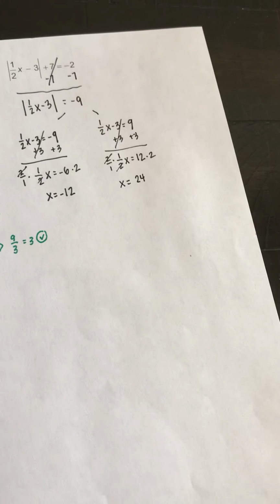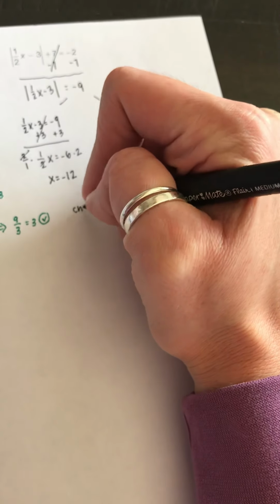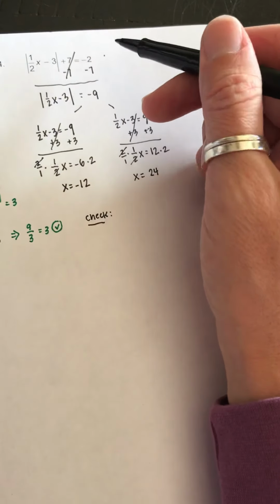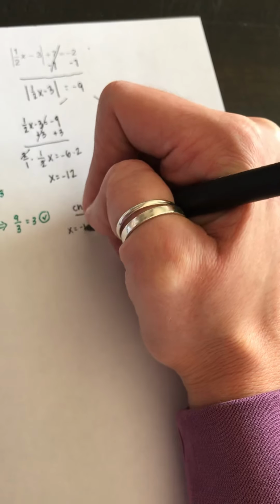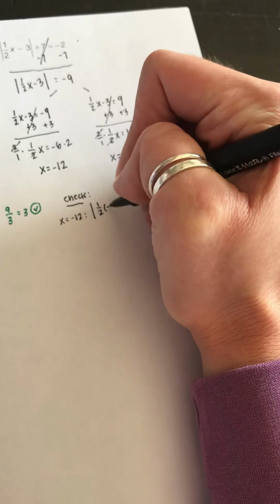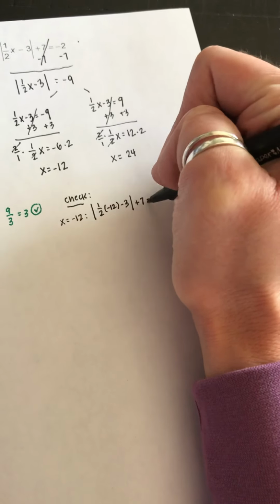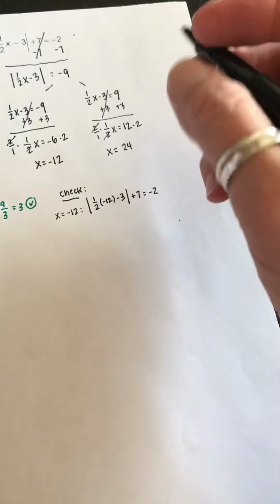So we said that we're not done yet because remember we have to check our solutions to see if they work or not. So when I check, I'm going to check back into the original equation that I was given. So I'll check my x is equal to -12 first. So 1/2 times -12 minus 3 and then plus 7 is equal to -2. And again, we're not solving anything over here. We're just literally simplifying all the way down.